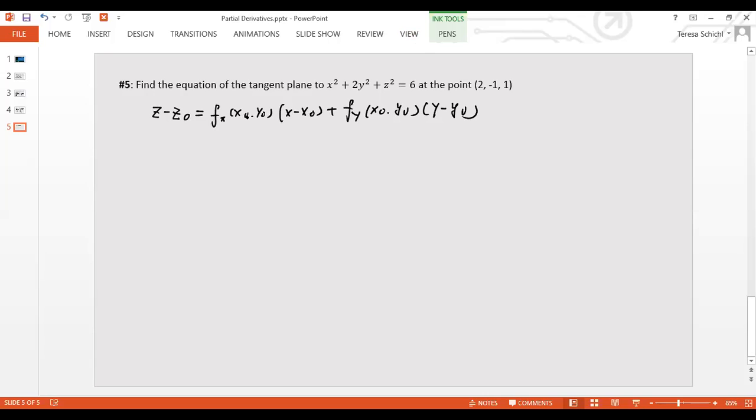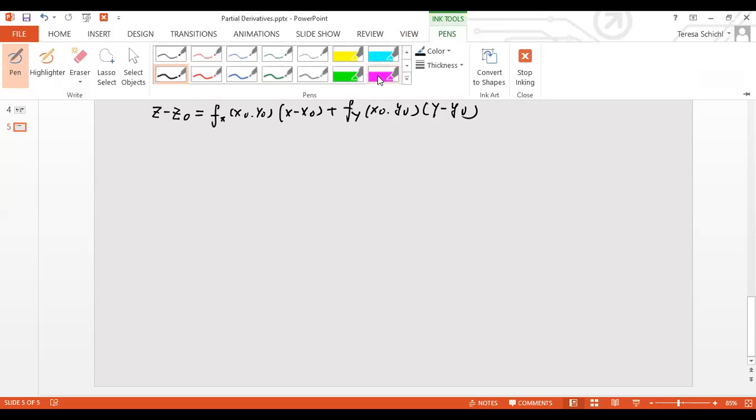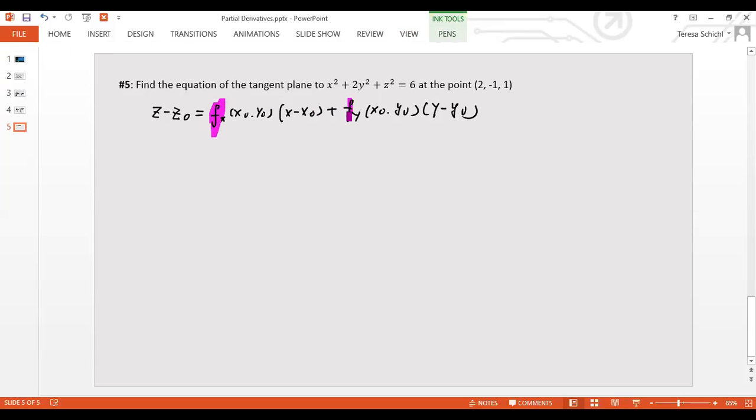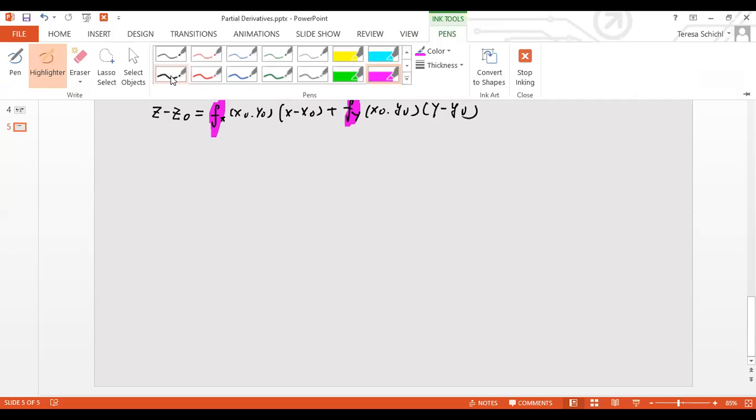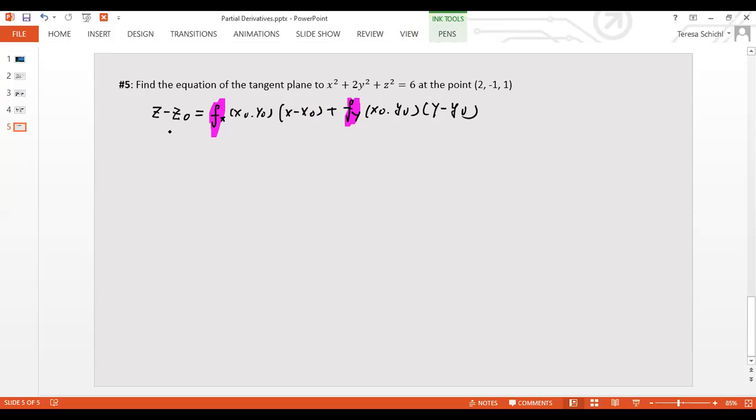Okay, so now what do we need to do here? We need to find the partials here, right? So let's try to do it. We can use what we just learned here, because otherwise I need to use implicit differentiation, right? I can move everything over, so this is x squared plus 2y squared plus z squared minus 6 equal to 0.